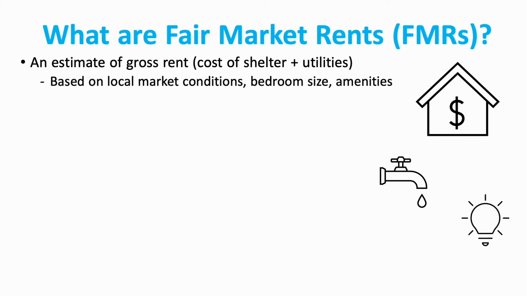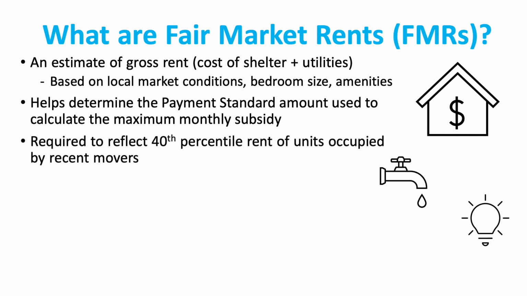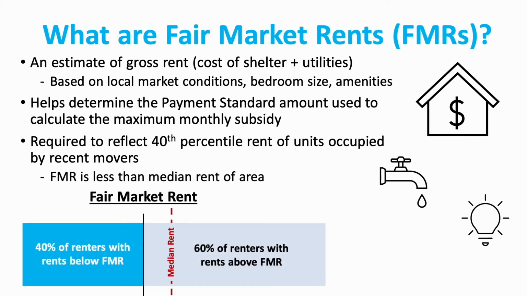In the Housing Choice Voucher (HCV) program, the FMR is the basis for determining the payment standard amount used to calculate the maximum monthly subsidy that the PHA will pay. FMRs are required by regulation to reflect the 40th percentile rent of units occupied by recent movers, which means that 40% of recent movers had rents below the FMR and 60% above. This means that HUD's calculation of FMR is slightly lower than the median prices in the area.